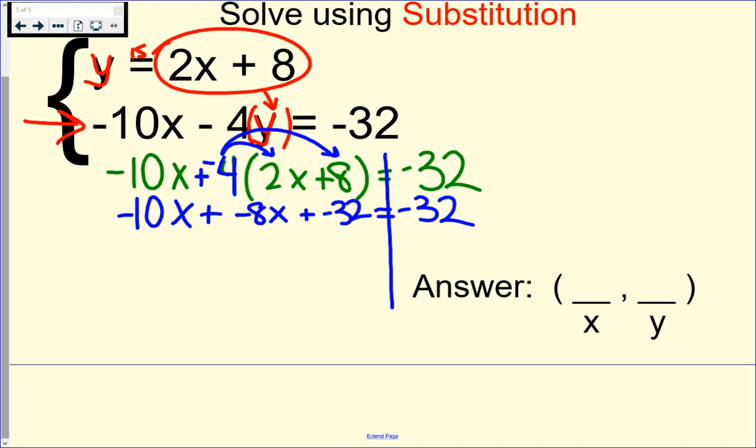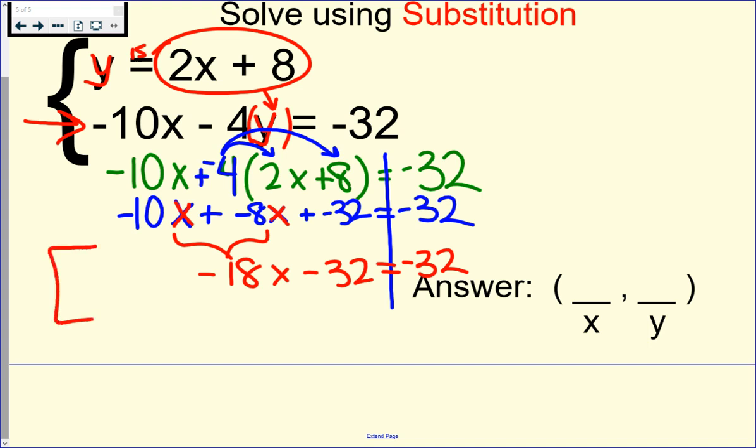Now, I'm noticing that we actually have two x's here, but they're on the same side of the equation. So we've got an x here and an x here. And because they're on the same side of the equation, we're just going to combine like terms. That's going to be negative 18x. And instead of writing plus negative 32, I'm just going to go ahead and write minus 32. They mean the same thing. And that equals negative 32, or I'm running out of space.